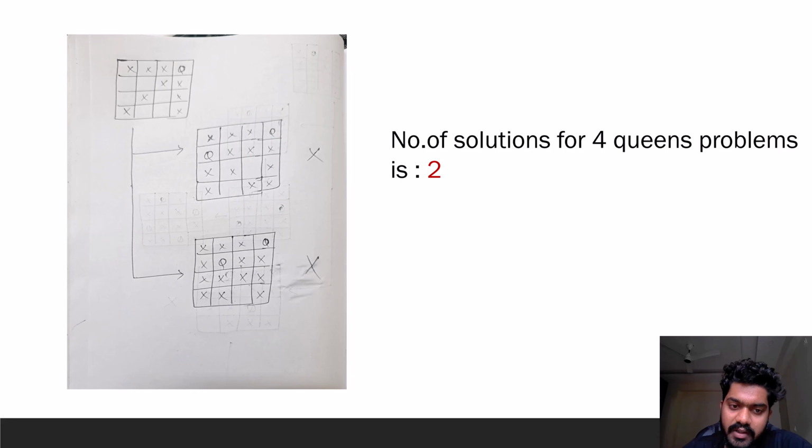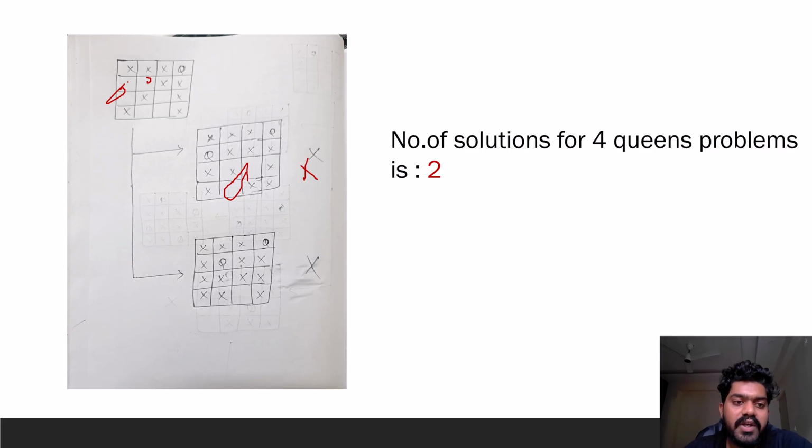And the fourth possible way is putting a queen in the first row, fourth column. Okay, now I have 2 places left in the second row. I'll put a queen here. When I put a queen here, I have 2 places left, and those 2 are diagonal places. So if I put a queen in either of the places, I can't put one more queen. So I'll be left with only 3 queens. So that's not a solution.